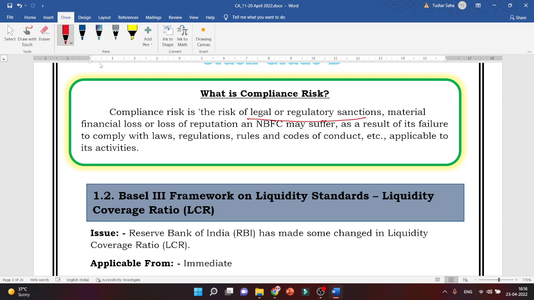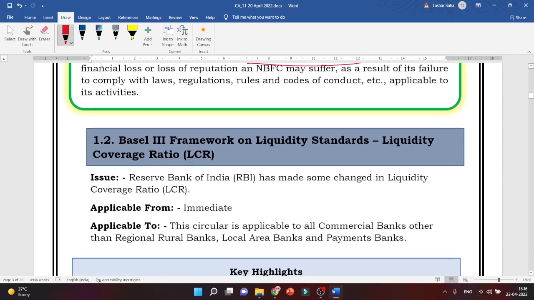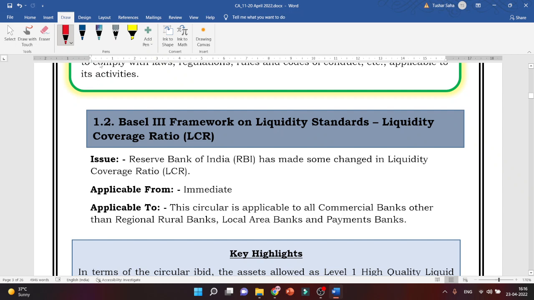So as you all know, in the current affairs material, you will find everything that is related to the static part. Then Basel III framework on liquidity standard, liquidity coverage ratio, LCR, right? So what's the issue? RBI has made some changes in the LCR. Let's see what it is.